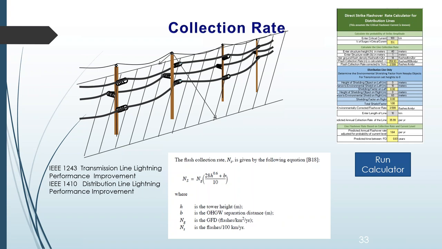The next variable then is the configuration of the line. How tall is the line? How wide is the line? And where does the line exist? This is what I call the collection rate, and I don't know too many other people who call it that. NG is the ground flash density, and NS now would be the number of flashes to the line. So this is really a 3D thing. You have the height as one of the dimensions, and the width between the shield wires is another direction. So this is a pretty simple equation.